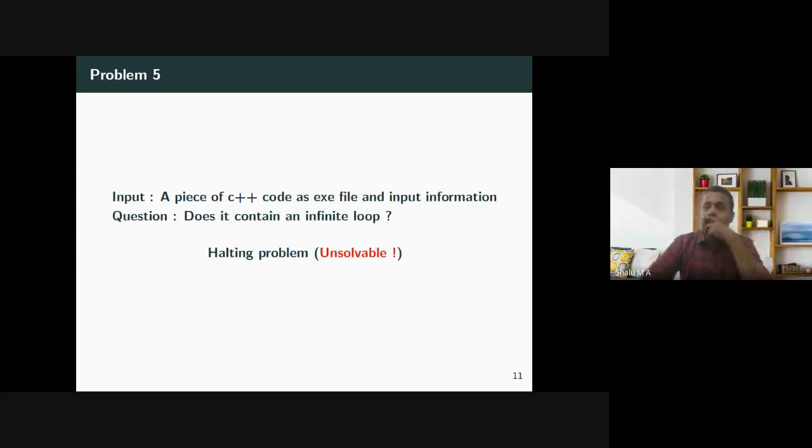So we have seen problems which can be solved, and you can also argue that this is mathematically correct. Some of them can be argued logically, therefore we can find solutions to those problems. And there are other problems which we know we cannot solve. So there are problems which cannot be solved.